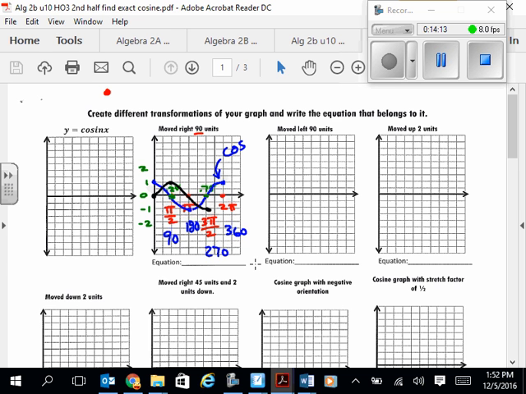Now, why would you ask us to do that right after we did it? I think they're going to ask you. I feel like it's so challenging, but I feel like they're going to ask you to shift this blue cosine so that it matches the black sine.